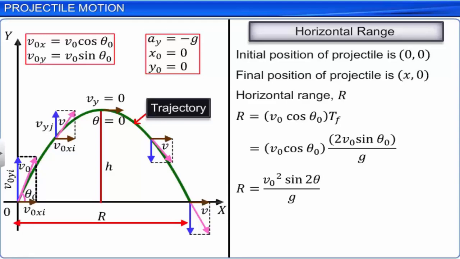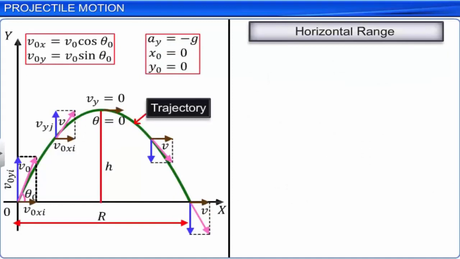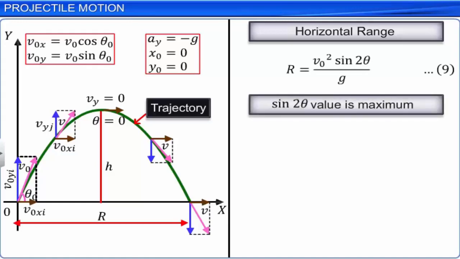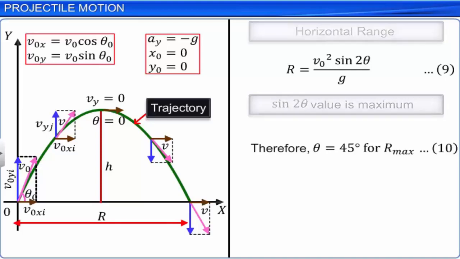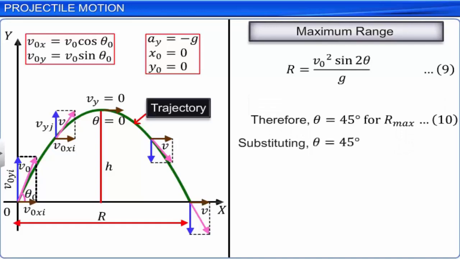What is the angle of projection for the maximum range of the projectile? R will be maximum when the sin 2 theta value is maximum. That is, 2 theta is equal to 90 degrees. Therefore, theta is 45 degrees for r to be maximum. Let this be equation 10. Substituting theta equal to 45 degrees in equation 9, we get r max is equal to V0 square by g.